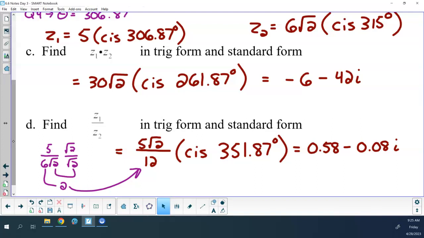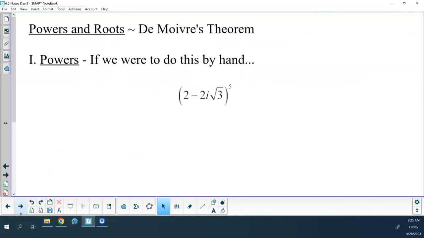Great. All right. So let's talk today about, again, complex numbers. We're still talking complex numbers today. But let's talk about taking a complex number to a power. So if I were to do this by hand, it would be a beast, right? Because you'd have to do 2 minus 2i square roots of 3.